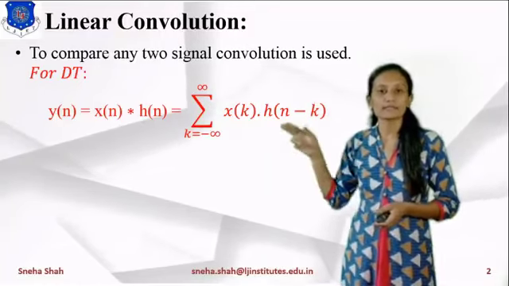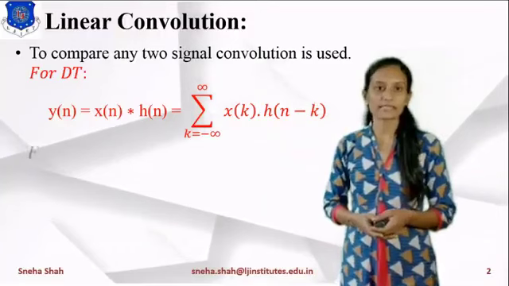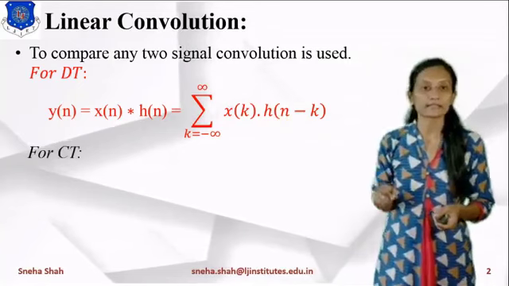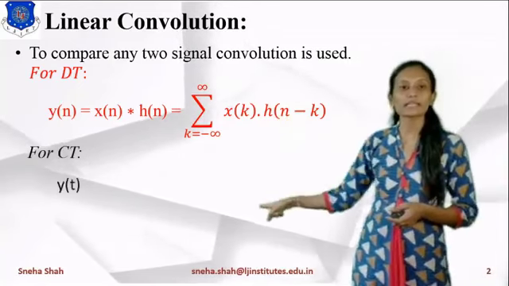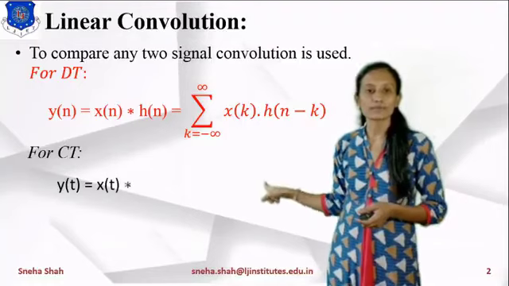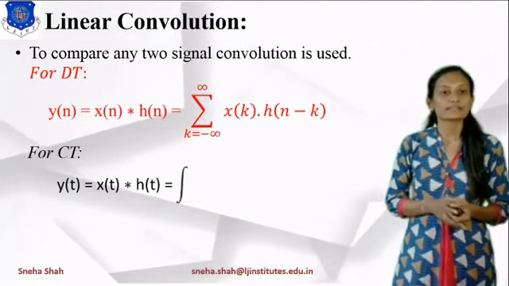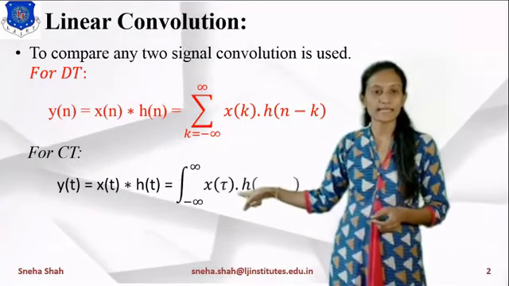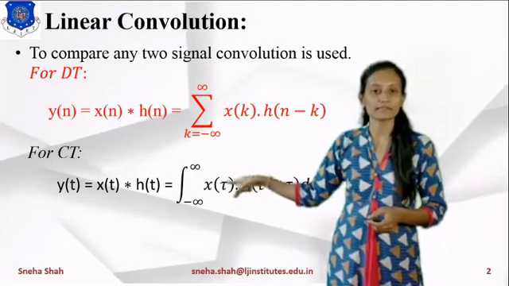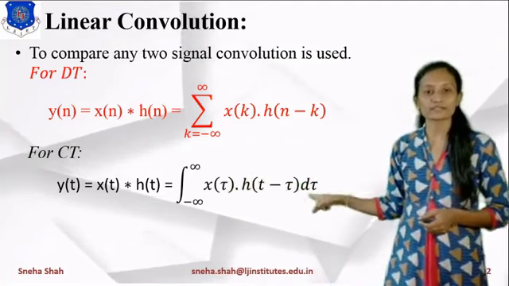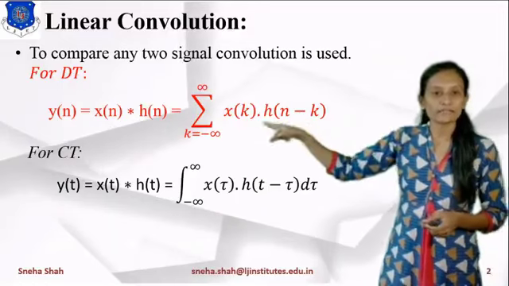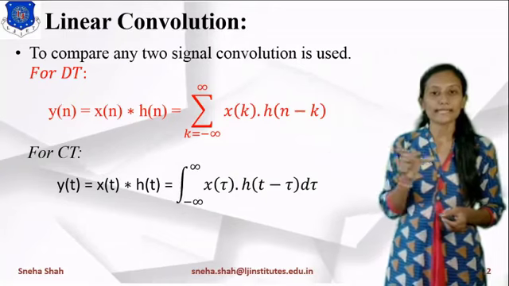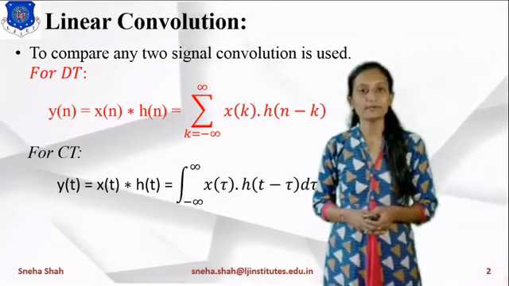Now if we want to write this same equation for the continuous time signal, then instead of the summation, we have to use the integration. The equation will be: y of t equals x of t convolved with h of t. As you know, a continuous time signal is represented in terms of t. Now if we use the dummy variable, it will be represented as x of tau into h of t minus tau. And instead of the summation, we take the integration, for the entire range from minus infinity to infinity.